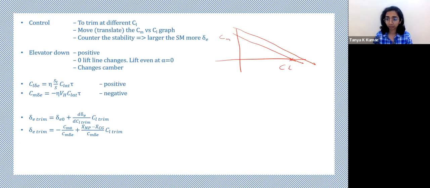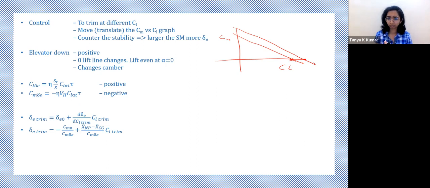Initially it was trimming at this Cl. Now it will trim at the new Cl. That is why we deflect the elevator. The more stable the aircraft is, the more you need to deflect your elevator to achieve the same Cl trim characteristics. The convention we follow is elevator down is positive.